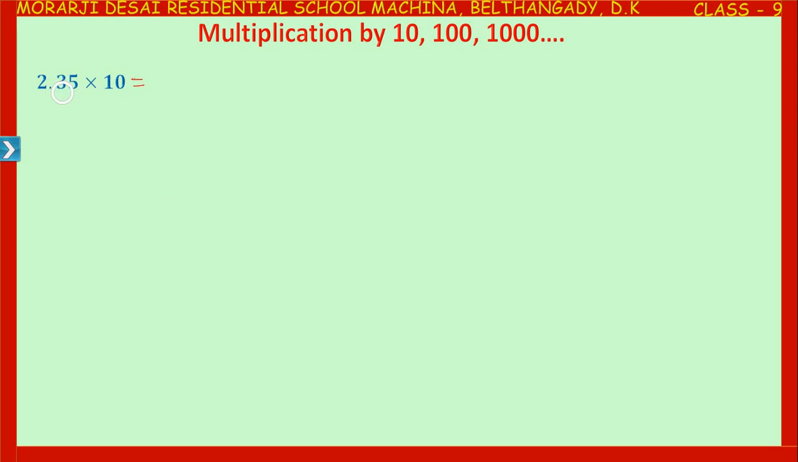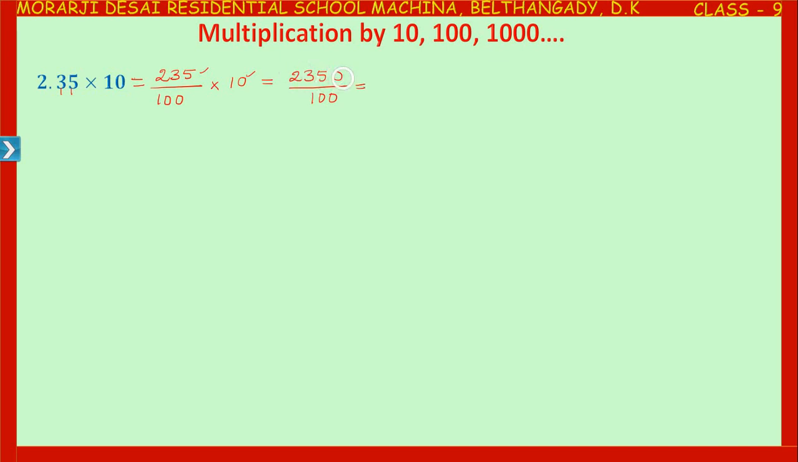That is, 2.35 convert into fraction. How to convert 2.35 into fraction? First remove the decimal point of 2.35. That is 235 by. After the decimal point, look at the place values. This is 10th place, this is 100th place. So we have till 100th place value. So denominator is 100 into 10. 10 is a whole number, so write as it is. Now 235 into 10 is 2350 divided by 100.